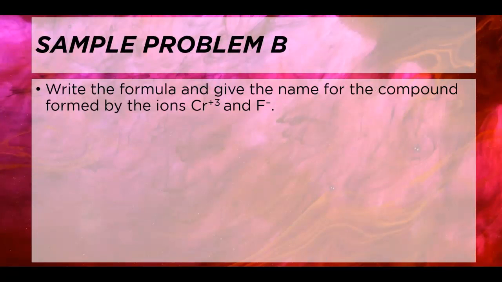So my example here with chromium can be different ions, but specifically because it's chromium +3, I know that that's chromium 3. So we'll just write out chromium with a Roman numeral 3. And the fluoride is just fluoride still. So my name of that compound for Cr+3 and F would be chromium 3 fluoride.